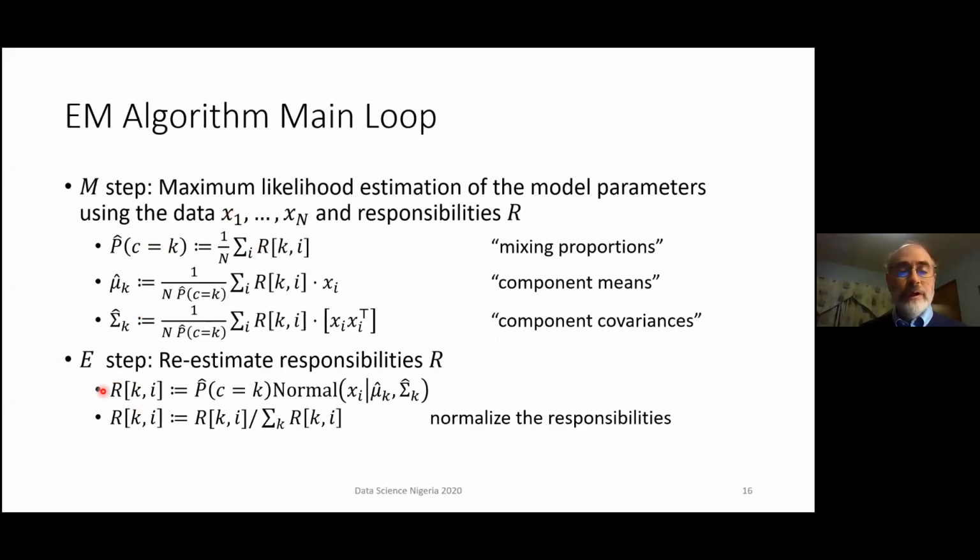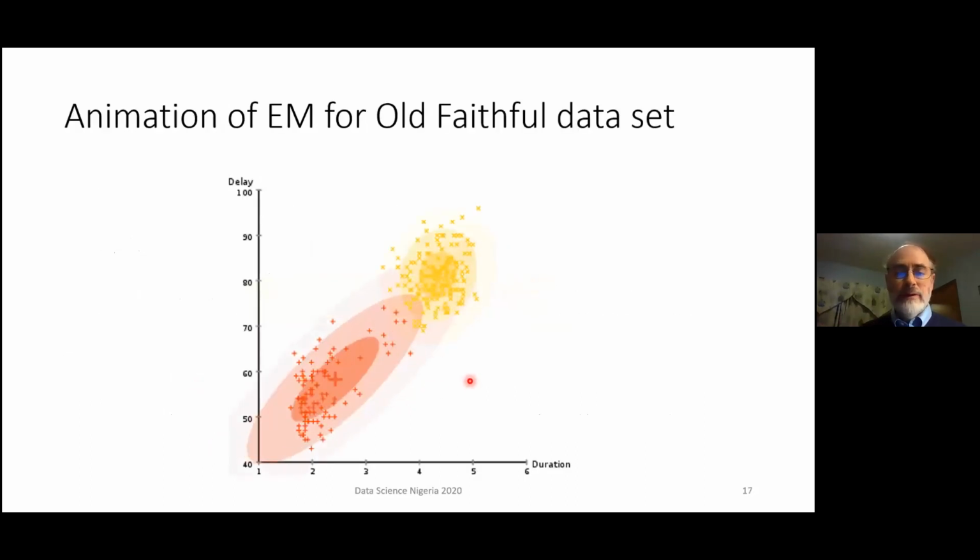In the E step, we recompute the responsibilities. So we say, well, what's the responsibility of cluster K? It will be the fraction of points that belong to cluster K times the probability density that the point was generated by cluster K. And then we sum up and normalize these to get our new responsibilities. And so if we alternate between these two steps, they gradually come to fit the data. And here's an animation showing what the EM algorithm does as it runs.